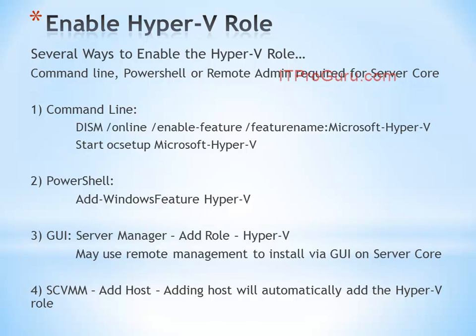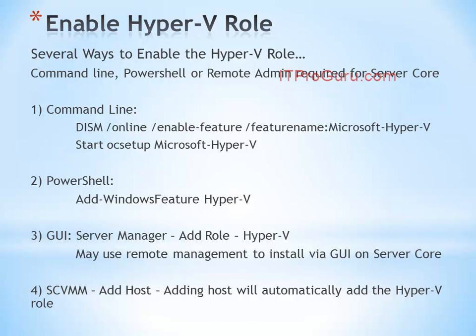You can also do it with the graphical user interface using Server Manager, Add Role, and the role that you're adding is Hyper-V. You can also use the GUI to enable the role via remote management. So that is a possibility, particularly of interest on those servers that are running Server Core. And lastly, the final way to install the Hyper-V host is to add a host in SCVMM. By adding a host in SCVMM, SCVMM will actually install the Hyper-V role for you.